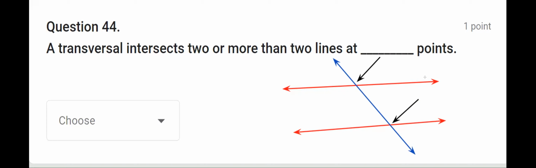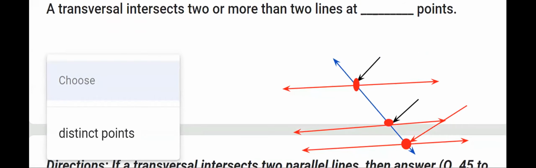It is intersecting the two other lines, and it could be more than two also. For example, you can draw more than two lines, and the transversal intersects these lines at one point, another, and a third. So they intersect at distinct points. We should say that a transversal intersects two or more lines at distinct points.